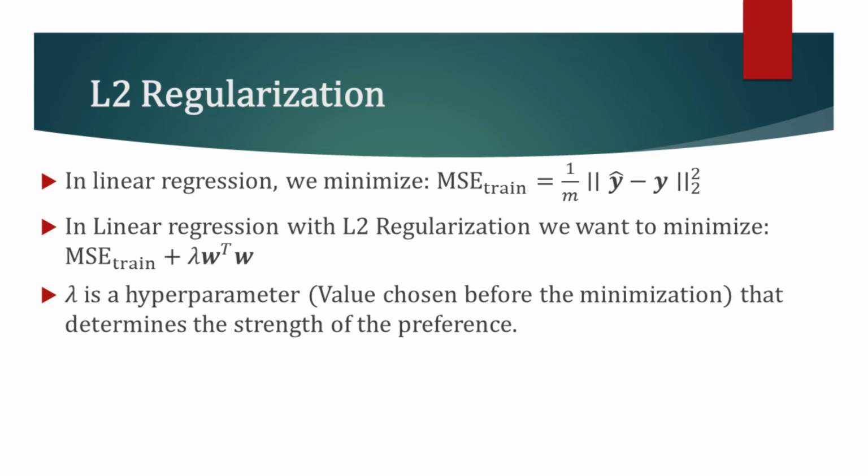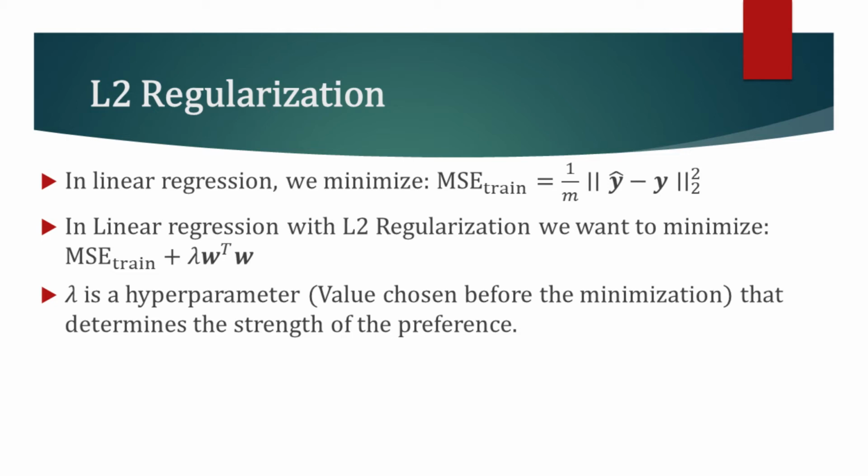When performing linear regression without weight decay, we minimize the mean squared error on the training set. By doing so, weights can take on any value that minimizes the training error. This may lead to overfitting.